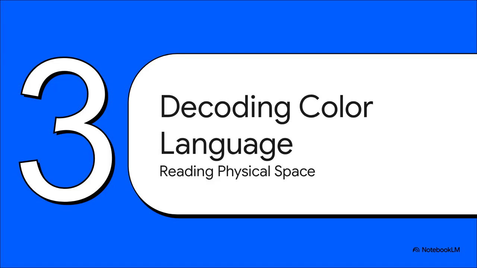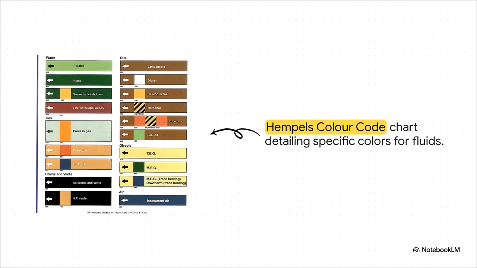Section 3, decoding the color language and reading the physical space. So if you're standing on the deck, completely surrounded by all these pipes, how do you tell them apart? Engineers and technicians need an immediate visual language to identify hazards before doing any work whatsoever. And that brings us to the platform's color coding system. Think of the platform's color chart as the essential visual decoder ring for platform safety. It dictates the specific colors assigned to various offshore fluids, usually aligning with strict standards like ASME A13.1.